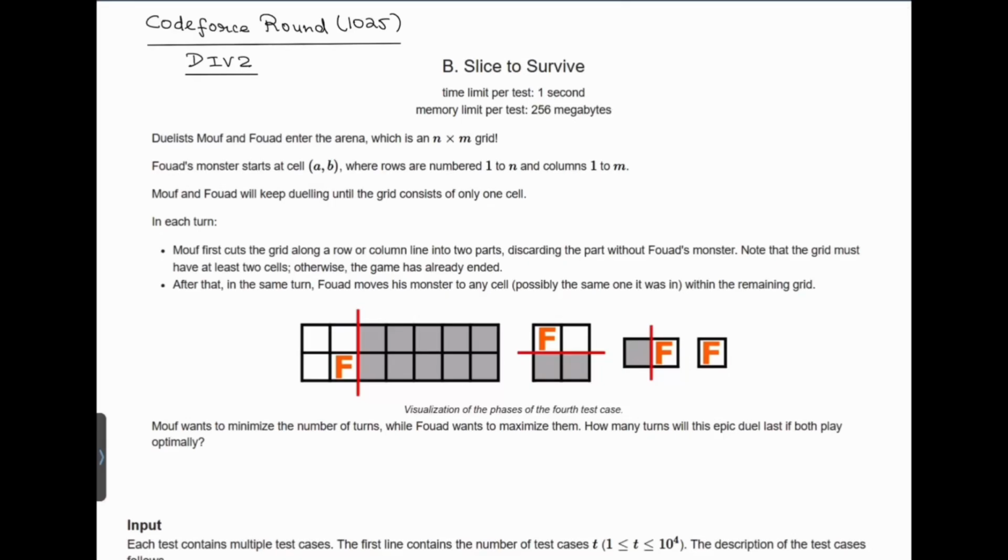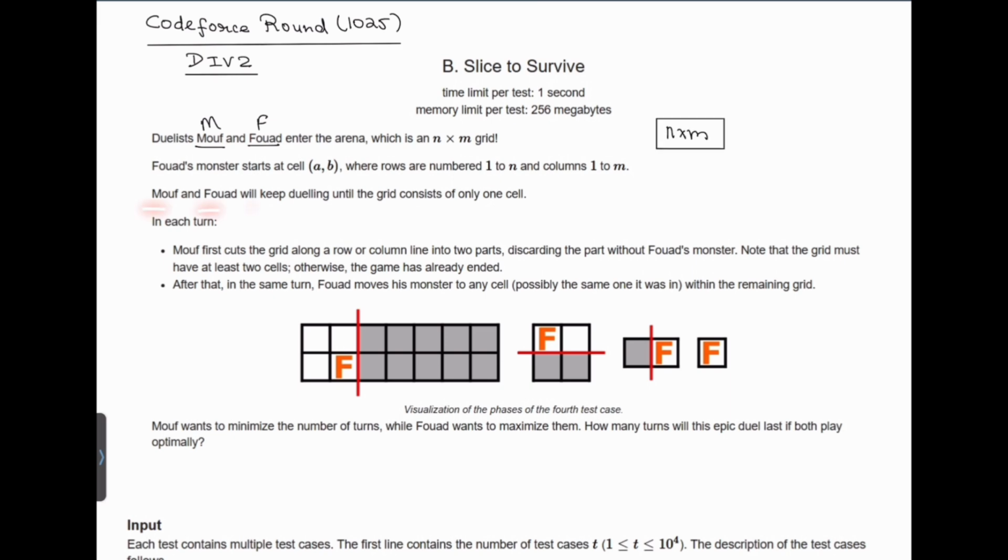Hello everyone. So today we are going to discuss Codeforces Round 1025, problem B, Slice to Survive. Now, duelists Mouf and Fouad enter the arena, which is an n by m grid. Let's call this guy M and let's call this guy F. F's monster starts at cell (a, b), where rows are numbered 1 to n and columns 1 to m. So that's why we have an n by m grid.